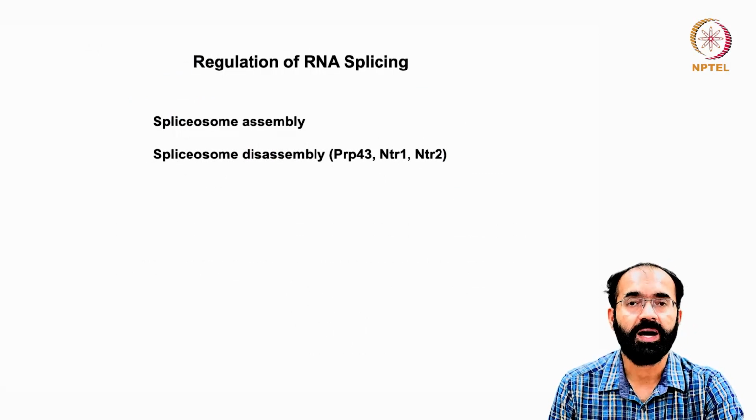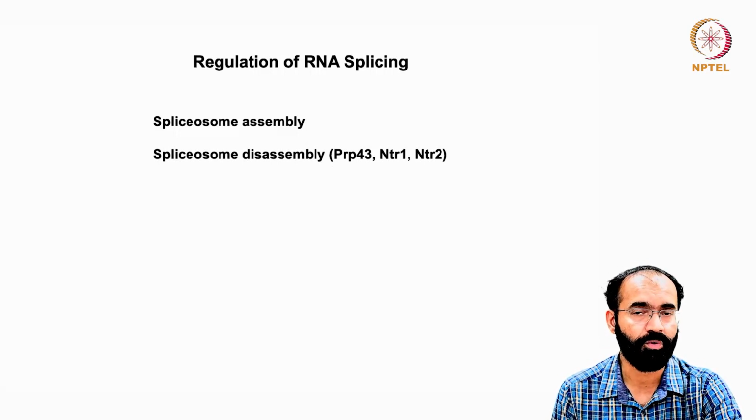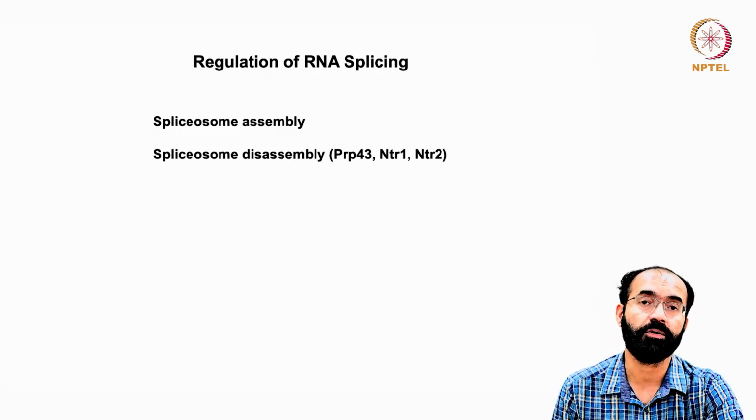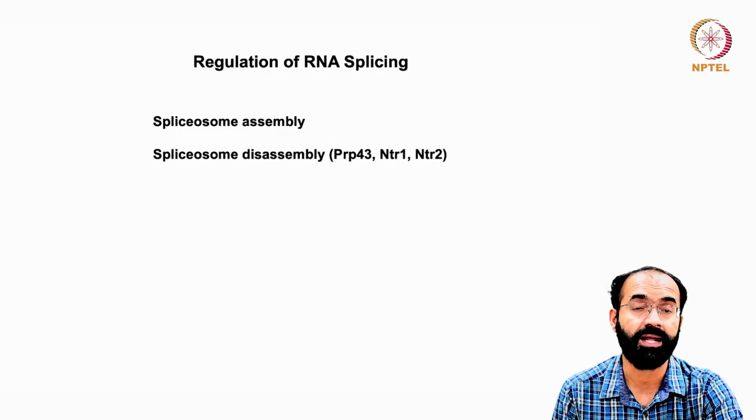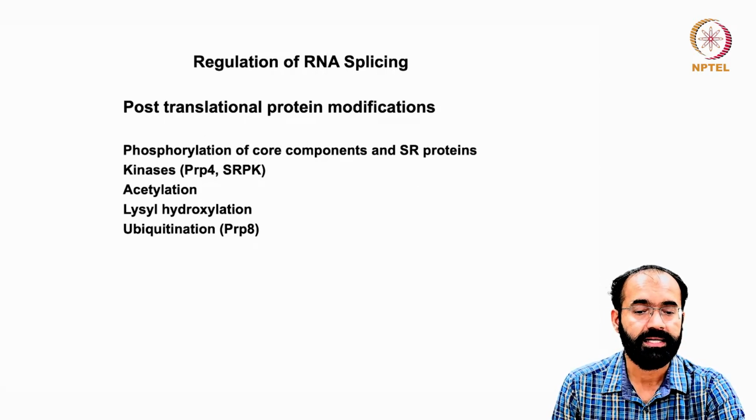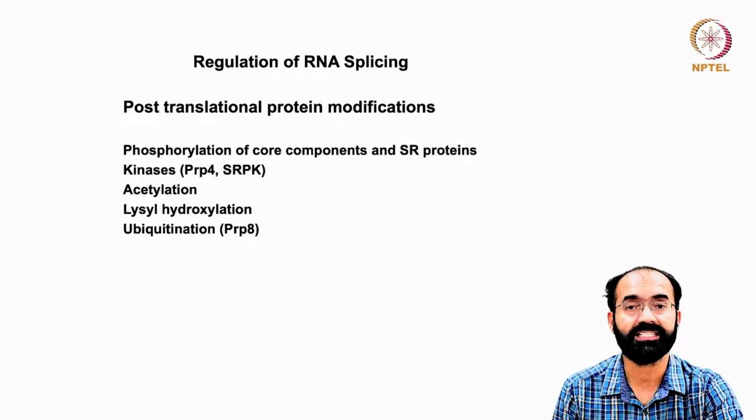So, the regulation of RNA splicing. We know that the spliceosome assembly, we have seen it with Sm proteins, the SMN complex, etc. And spliceosomal disassembly is equally important, which is mainly governed by PRP43, NTR1 and NTR2 proteins. The regulation of RNA splicing involves a lot of proteins, and their post-translational modifications are important for whether they should be part of it. We have seen one example, the SR protein, which binds onto the exons, in the previous class.